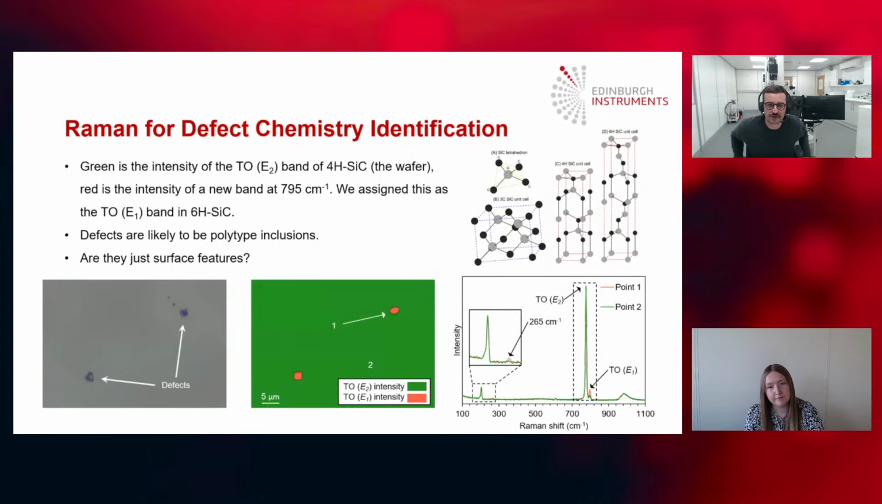So here's a region, the picture on the left, on a silicon carbide wafer where we noticed potential defects when looking at it with white light microscopy. We then generated a false color Raman image using different Raman mode peak intensities. So in green, this is a map of the TO band at 768 wave numbers, which is characteristic of 4H SiC. So this is what the wafer was advertised as.